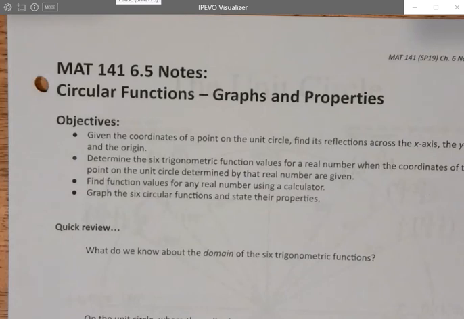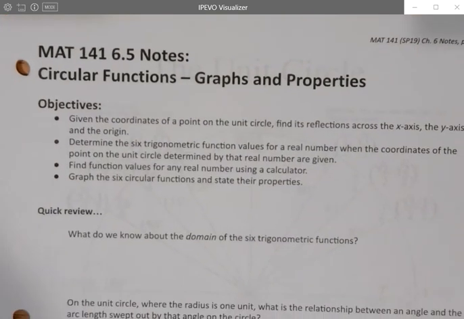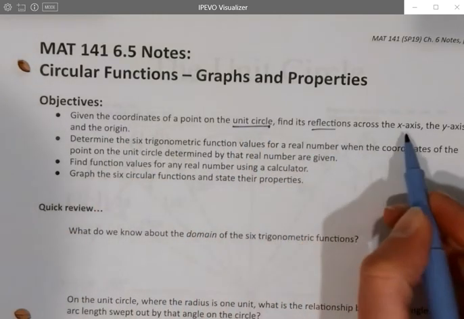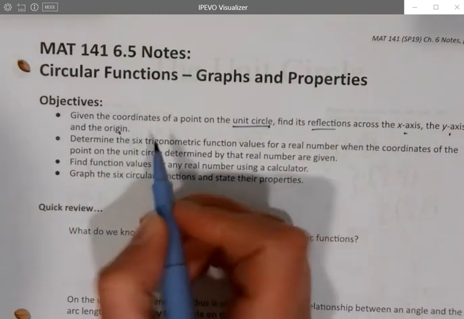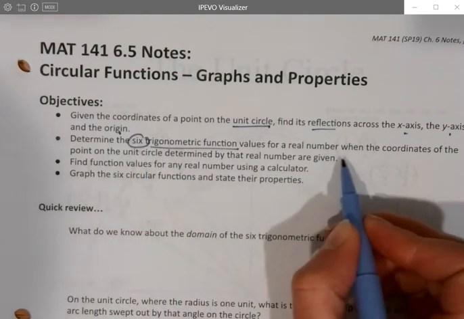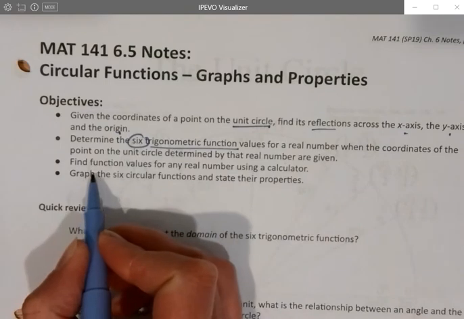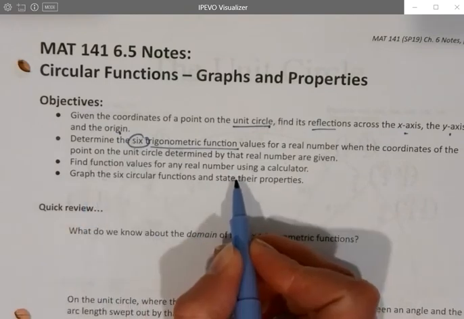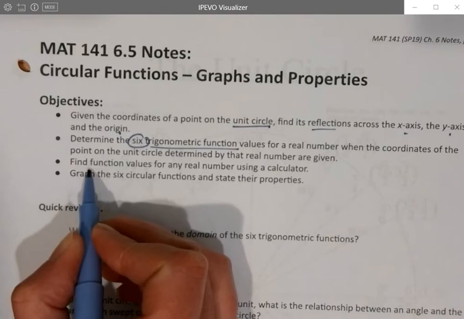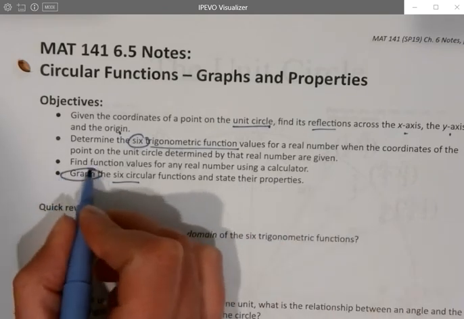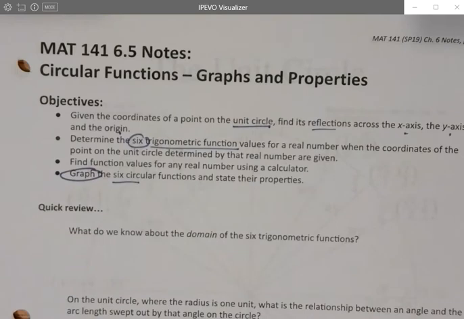Here in section 6.5, we're going to talk about circular functions, their graphs and properties. Our first objective is, given coordinates on the unit circle, find its reflection across the x-axis, y-axis, and origin, talk about those 6 trigonometric function values for any real number where coordinates are on the unit circle, and then find function values for any real number using a calculator, assuming they mean trigonometric function values, and then graph the 6 circular functions and state their properties. We haven't graphed them before, so it's going to be something new.